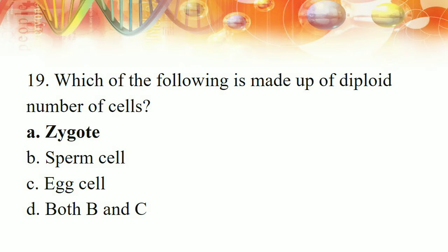Number 19. Which of the following is made up of diploid number of cells? A. Zygote. B. Sperm cell. C. Egg cell. D. Both B and C. Sperm cell and egg cell are both haploid cells. Haploid is the quality of a cell having one set of chromosomes. Diploid means carrying 2 sets of chromosomes. Since the zygote carries the complete set of chromosomes from 2 parents, the zygote is made up of diploid number of cells.